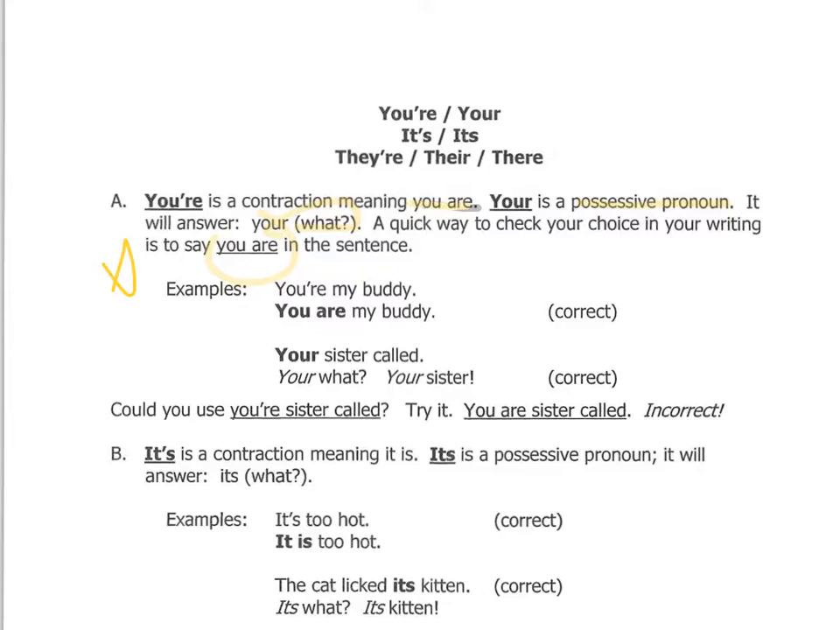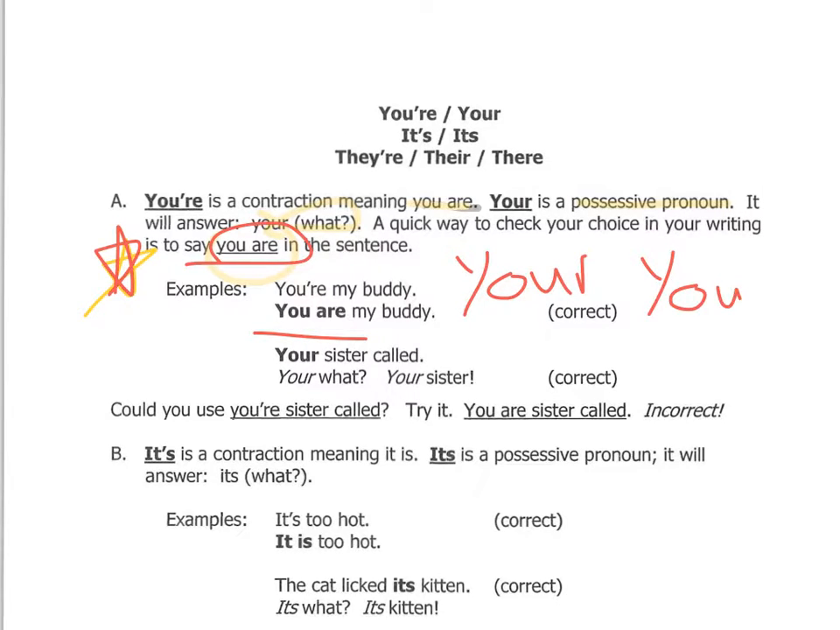Okay, so that looks like something that we need to pay attention to. Here's a tip. If we're not sure which one it is, you're or your, we're going to say you are. Examples: you're my buddy. Is it you're my buddy or is it your my buddy? Which one is it? You are my buddy? Yes, that's correct. So that's how we know it's this one.